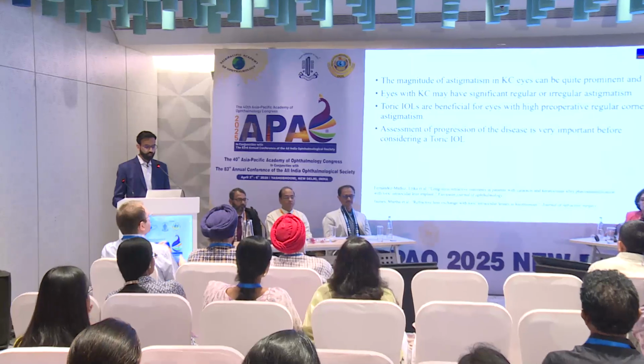Good evening, everyone. I am going to talk about the use of toric IOL in keratoconus with cataract patients. The magnitude of astigmatism in keratoconus eyes can be quite prominent and high. Eyes with keratoconus may have significant regular or irregular astigmatism. So toric IOLs are beneficial in those eyes with high preoperative regular corneal astigmatism. And assessment of progression of the disease is very important before we consider a toric IOL.